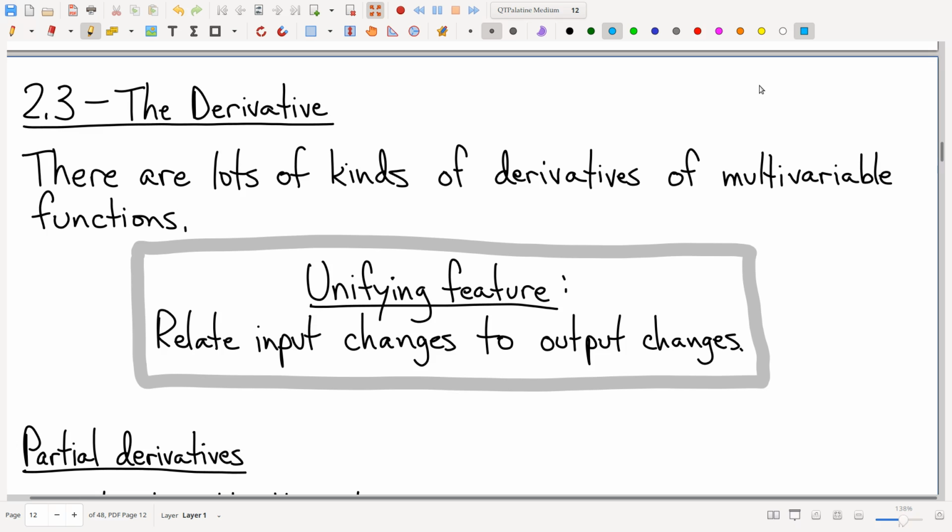There is no single variable version of this. So heads up, be on the lookout. You got in a multivariable calculus class, when you hear the word derivative, the first thing you should think is, wait, which kind? What are you talking about? There's several. Do you mean this? Do you mean that? Do you mean the other?